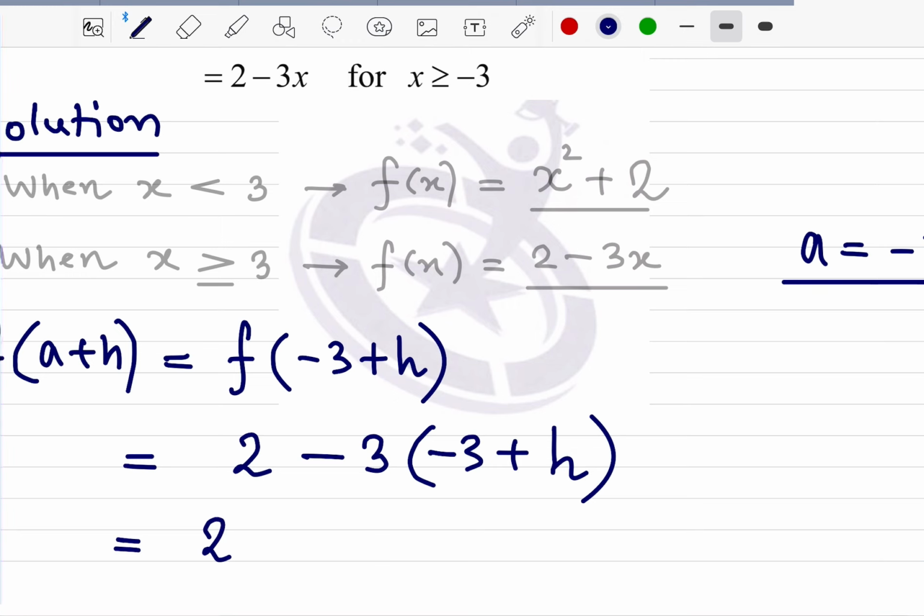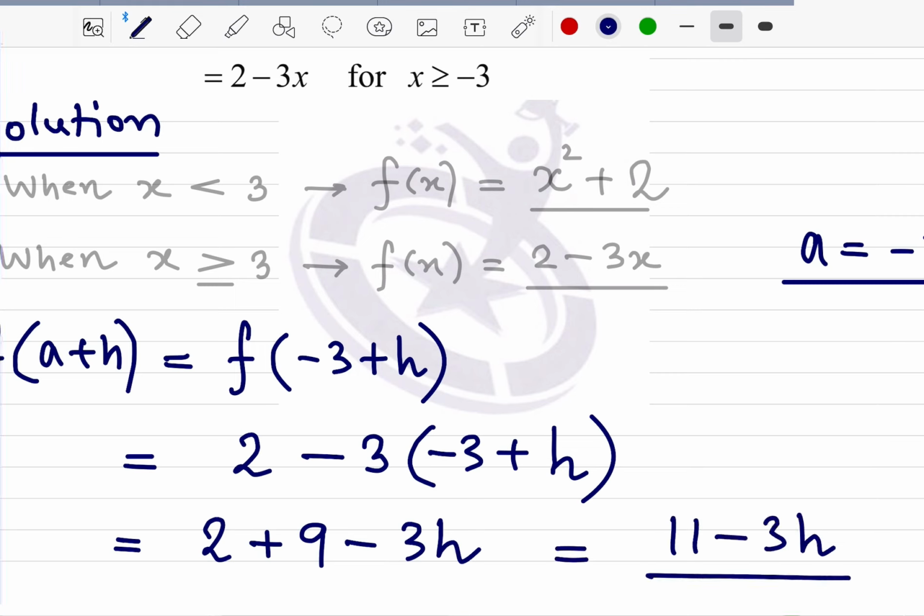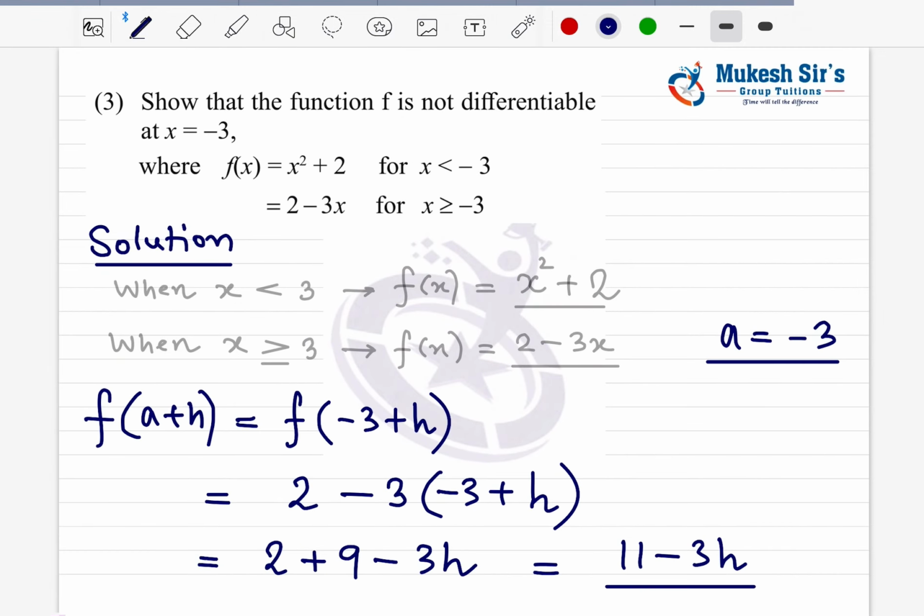Instead of x, you put minus 3 plus h. Open the brackets, you get 2 minus into minus now becomes 9 minus 3h. So this becomes 11 minus 3h. Okay, that's the value of f of a plus h, when x is greater than 3.